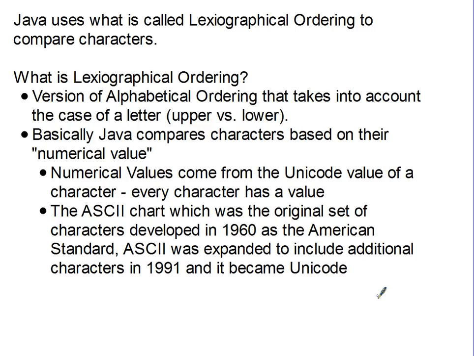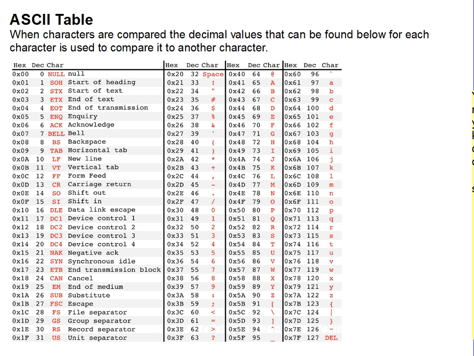As time went on, though, ASCII was not large enough. It didn't include enough characters. Additional characters were added for different languages. So in 1991, they expanded the ASCII chart to include additional characters, and it became the Unicode character set. So to give you an idea of what that looks like, here's kind of the beginning and basics of the ASCII table. And so it's also the beginning, kind of which is part of my Unicode table, Unicode chart.